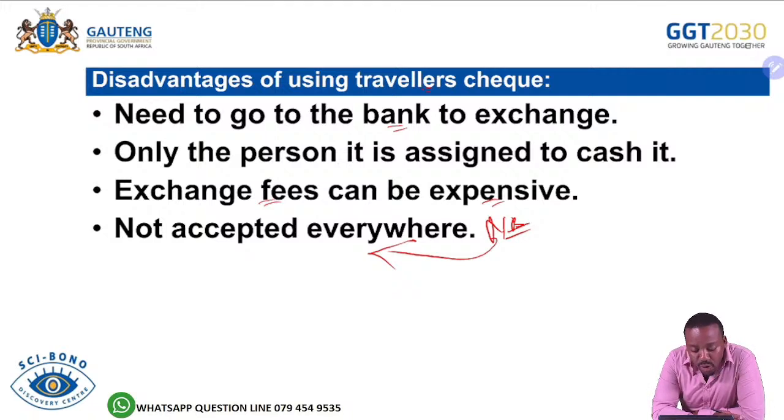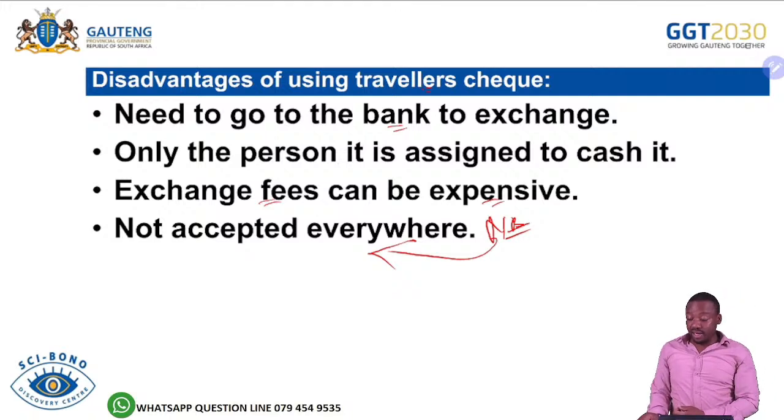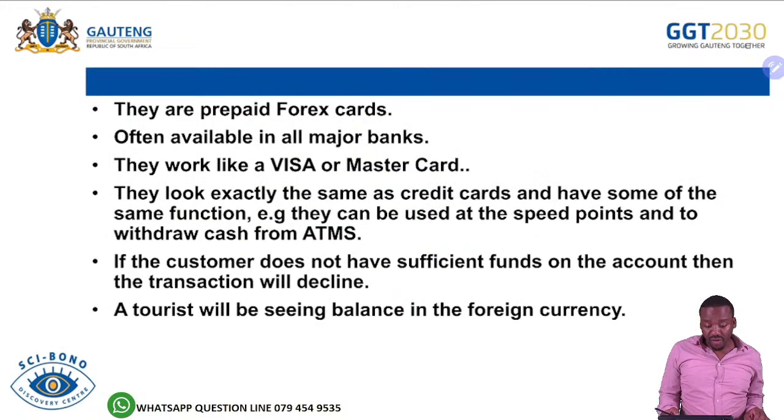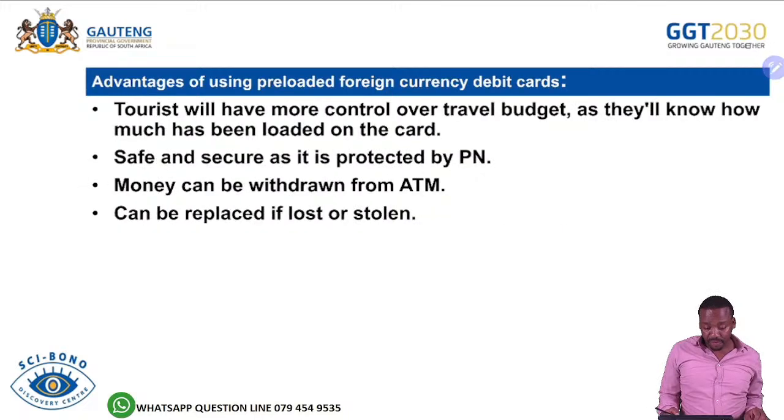Number one, you need to go to the bank to exchange it. Two, only the person it is assigned to can cash it out. Three, exchange fees can be expensive. Then four, it is not accepted everywhere, right? And those are the things that you need to know about a traveler's check. Please don't confuse it with the bank draft. We are getting there. And as soon as we are done, we're going to be looking at some of our activities.